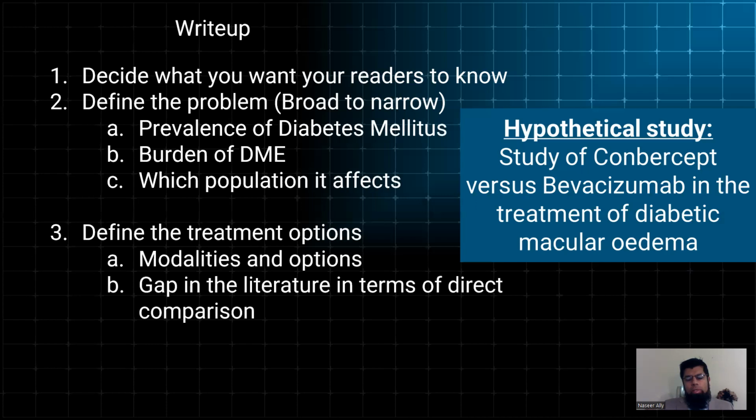And then you always want to identify a gap in the literature in terms of direct comparison. So in this case, for example, if Conbercept has never been tested against bevacizumab, which is your standard of treatment, in a direct comparison randomized clinical trial, you may want to highlight this fact and say that our study intends to compare these two, either on a superiority or non-inferiority outcome basis.